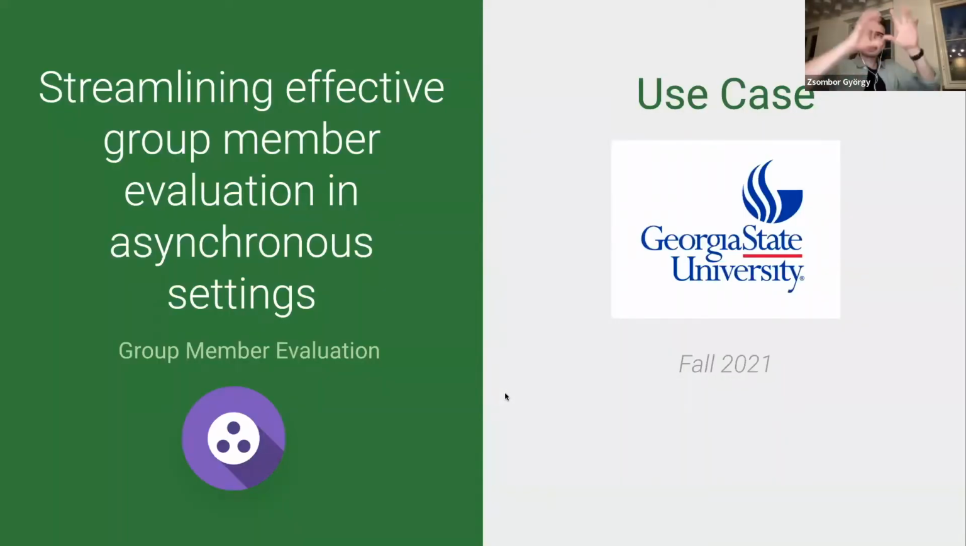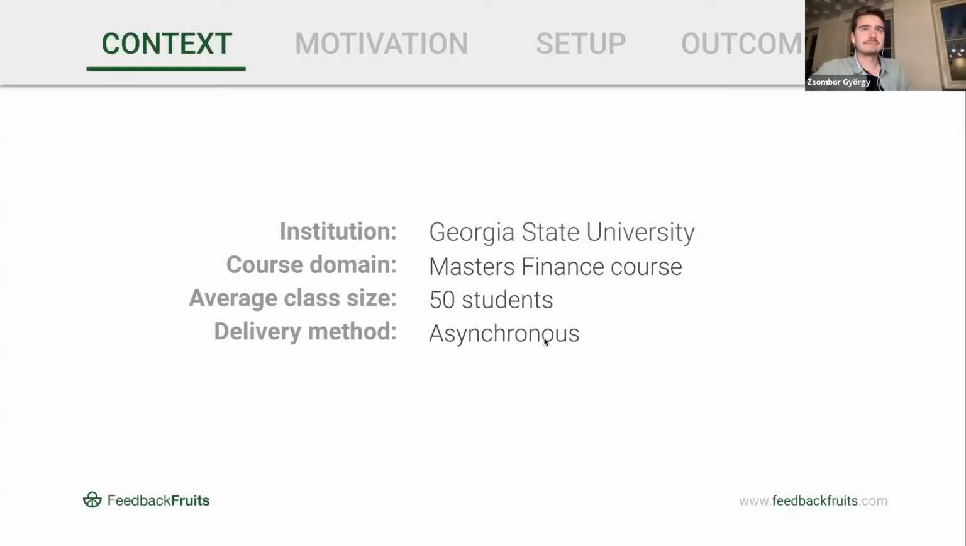Now we'll be talking about a use case that one of our partners, Georgia State University, implemented using Feedback Fruits around, hey, how to streamline effective group member evaluation in an asynchronous setting. Oftentimes we hear terminologies like blended learning, hybrid learning, online learning. If these terms resonate with you, then maybe this is the right time to shine. Moses, do you want to explain a bit of the context?